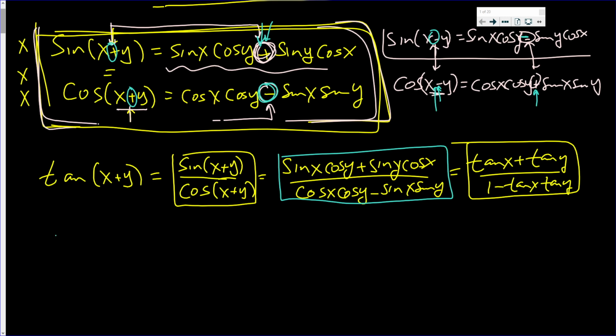Now, what about the tangent of x minus y? Well, I'll just write it down here. That addition becomes subtraction. Addition becomes subtraction. And the sign in the middle changes. It becomes minus. And in the bottom, the minus becomes plus.